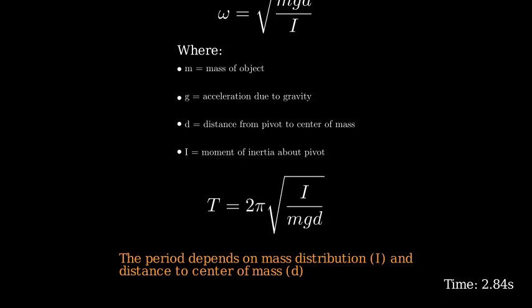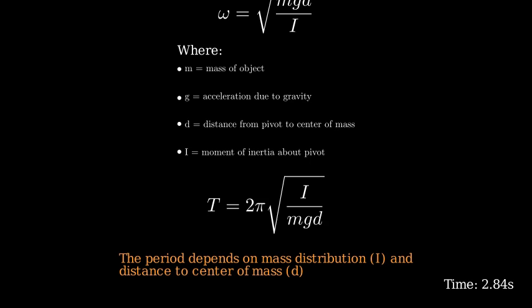Let's compare the simple and physical pendulums side by side. On the left, we have our simple pendulum with all mass concentrated at a point. On the right, we have a physical pendulum with mass distributed throughout the object. For a simple pendulum, the period depends only on length and gravity. For a physical pendulum, the period depends on the mass, gravity, distance to center of mass, and moment of inertia.